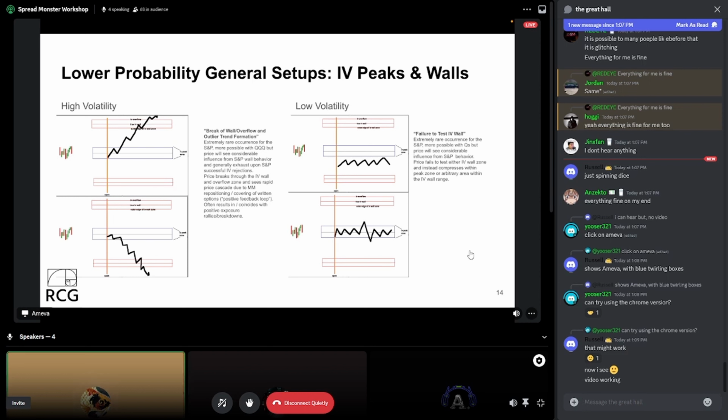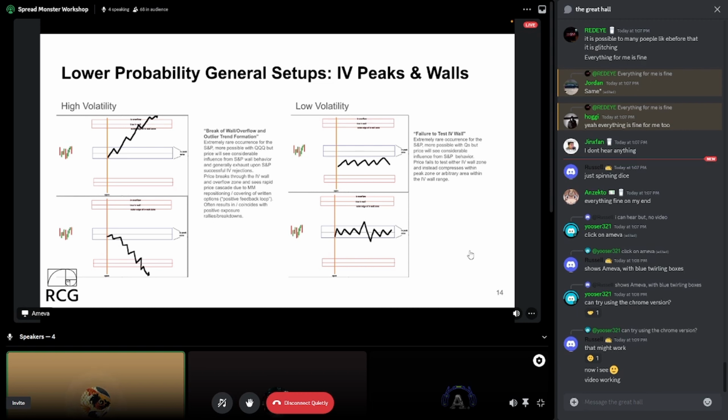Setups based on walls, right? Eventually, one day, although we haven't seen it yet, these walls will break. And when that wall breaks, there will likely be a very high volatility of continuation beyond that wall. This is where you have outlier trend formation. I tend to see this more on Qs. It hasn't been seen on SPY since we've been collecting data, but on Qs, you often see runs into positive exposure on either side once you break these overflow zones.